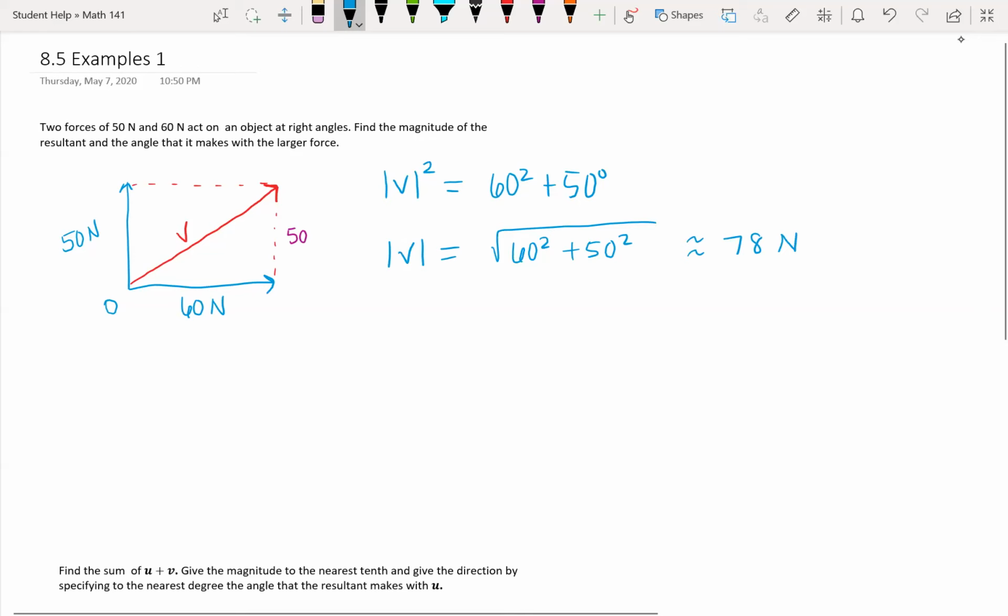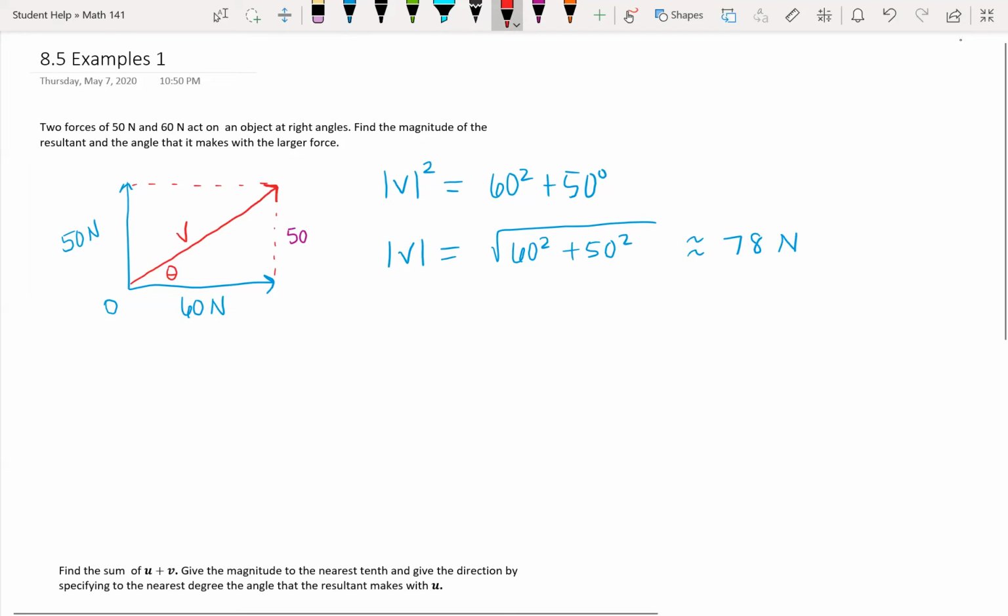The second part of the question is asking us to find the resulting angle that makes, and in this case with the larger force. So we're looking for this angle here that's between the resultant vector and the larger force, which is the 60 newtons. So we want to find that angle.